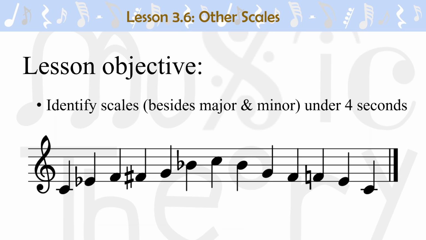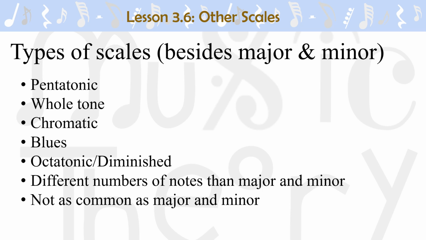In today's lesson, I am going to show you some other scales besides major and minor that you should be able to identify in under 4 seconds. The types of scales that we are going to learn today are pentatonic, whole tone, chromatic, blues, and octatonic or diminished. These scales have different numbers of notes than major and minor, which have 7 notes each way. They are not as commonly used as major and minor scales, but they are in most music theory lessons and exams, including AP.